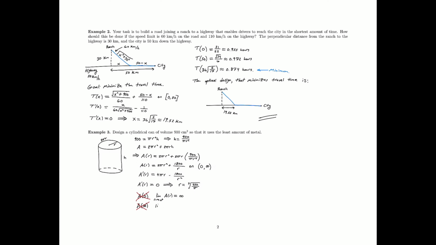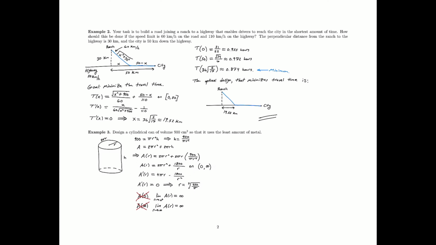And if we do the limit as r goes to infinity of A of r, this term now goes to 0, because if we take 1800 and divide it by a really, really large number, as r goes to infinity, this whole fraction goes to 0, but this term goes to infinity. So we again get infinity. So infinite surface area.